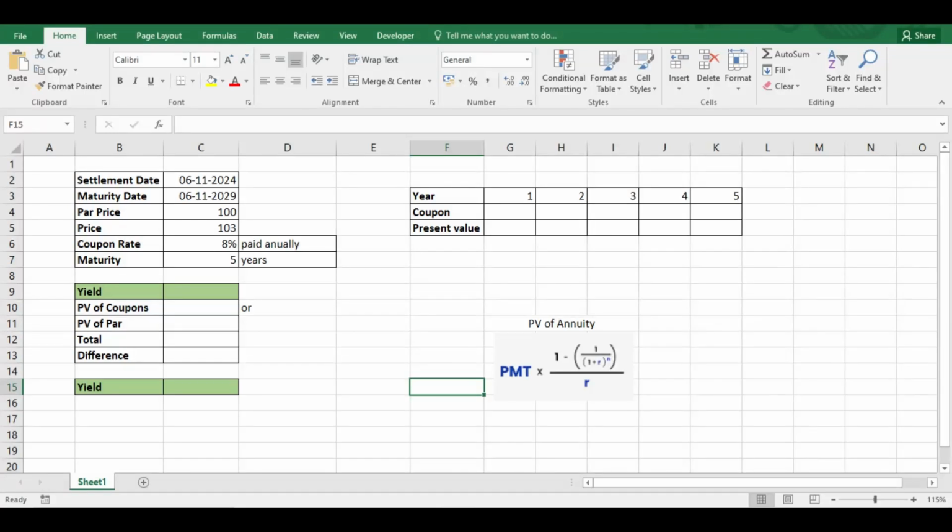Hello everyone, today I will show what is yield to maturity, YTM or simply yield of a bond and how to calculate it. YTM of a bond is total return on the bond if it is held until it matures. It assumes all coupon payments are reinvested at the YTM.